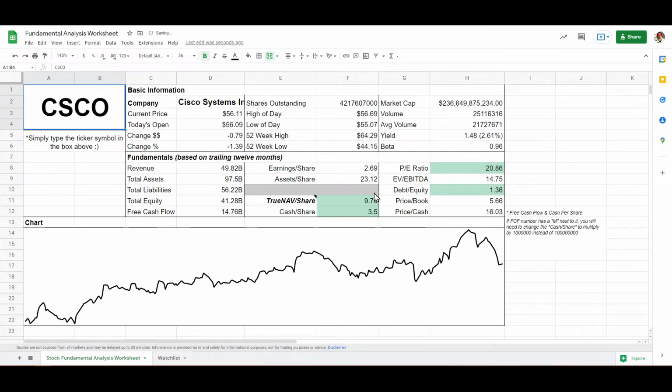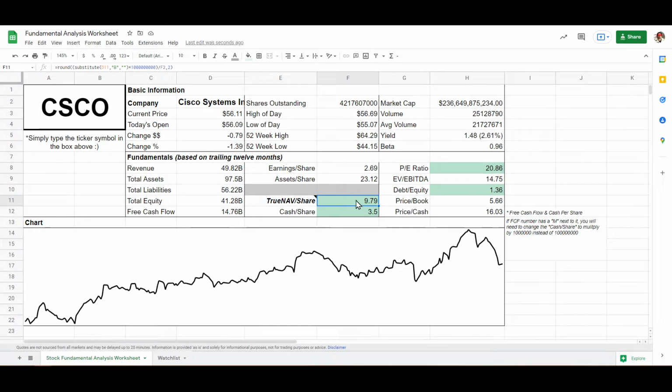So I can show you how I'm doing this in real time. The true NAV per share, a lot of people refer to it as book value per share. You find this by taking the total assets minus the total liabilities, which is where your total equity comes in, and dividing that by the number of shares outstanding. So in this case, the higher the true NAV per share, the better.